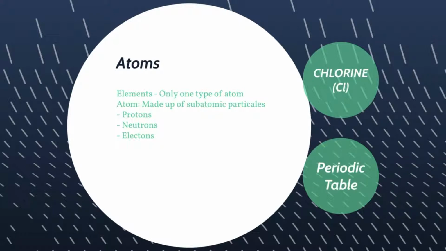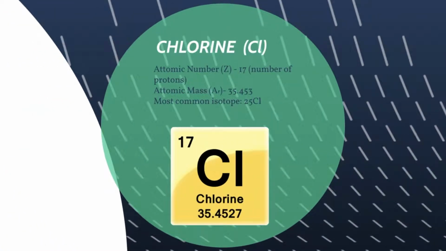One of the elements is chlorine. Its chemical symbol is Cl. The atomic number, or Z, of Cl is 17. This means it has 17 protons and, of course, an equal amount of electrons to balance the charge. The relative atomic mass, or Ar, is 35, which is the average weight of a Cl atom, whereas the most common isotope is 25 Cl, meaning that it has 17 protons and 8 neutrons.